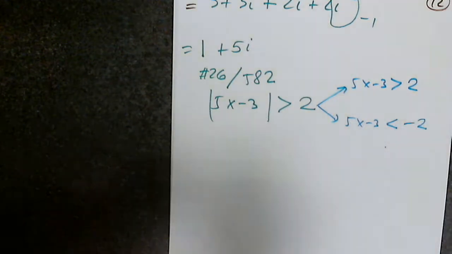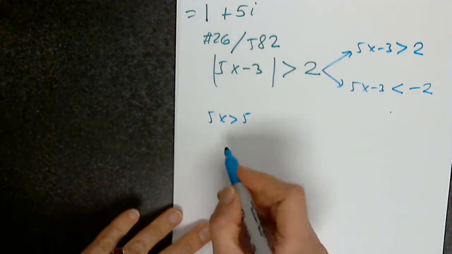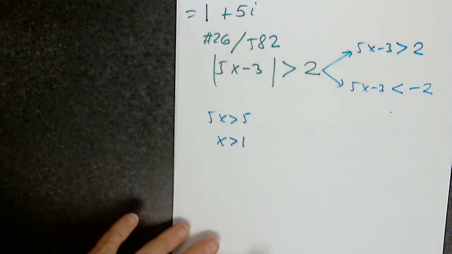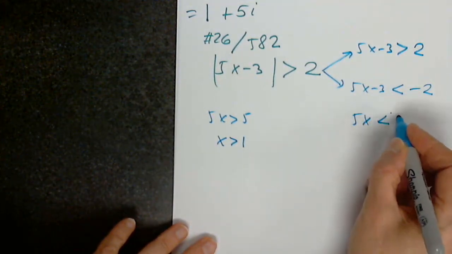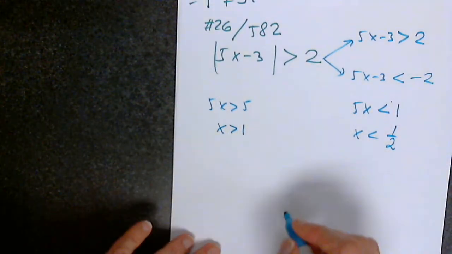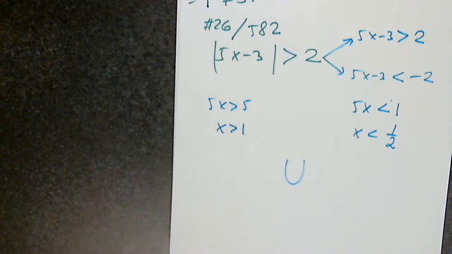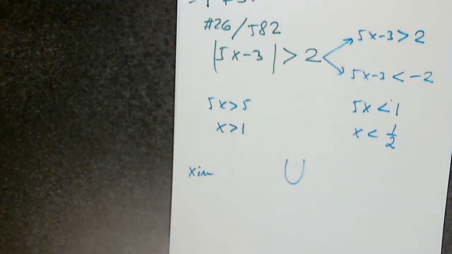So for the first one I add 3. So I have 5x greater than 5, which means x greater than 1. And for the other one I have 5x less than 1, which means x less than 1/5. This particular type has to have the union between the solutions. So x in the interval. And I have to start with the appropriate one first. It's not a mistake, but I have to start with the correct one first.